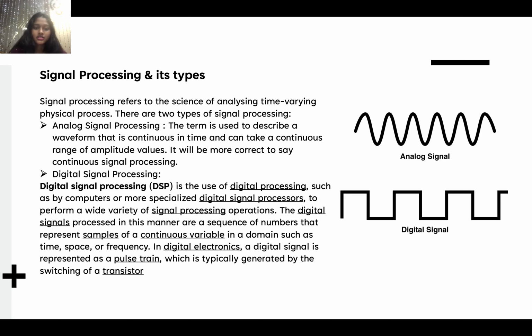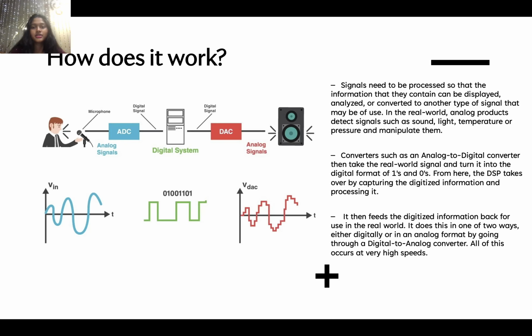Now, what is digital signal processing? It is the use of digital processing, such as by computers or more specialized digital signal processors, to perform a wide variety of signal processing operations. Digital signals processed in this manner are a sequence of numbers that represent samples of a continuous variable in domains such as time, space, or frequency. In digital electronics, a digital signal is represented as a pulse train, which is typically generated by switching of a transistor.